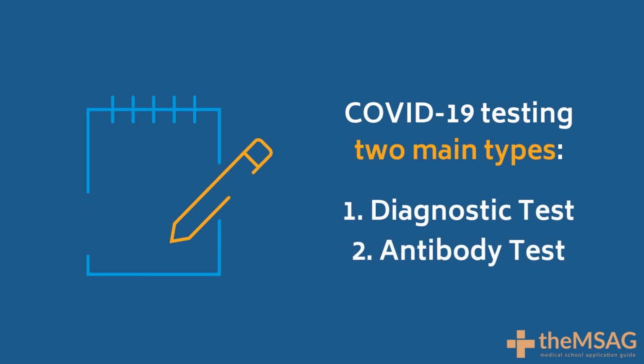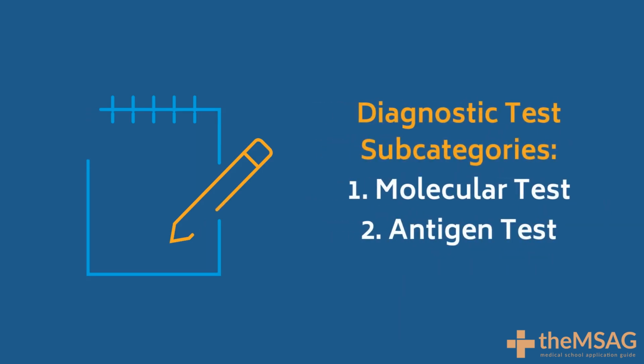COVID-19 tests can be looked at as two main types, diagnostic or antibody tests. Within the category of diagnostic tests, there are a further two kinds, molecular and antigen.